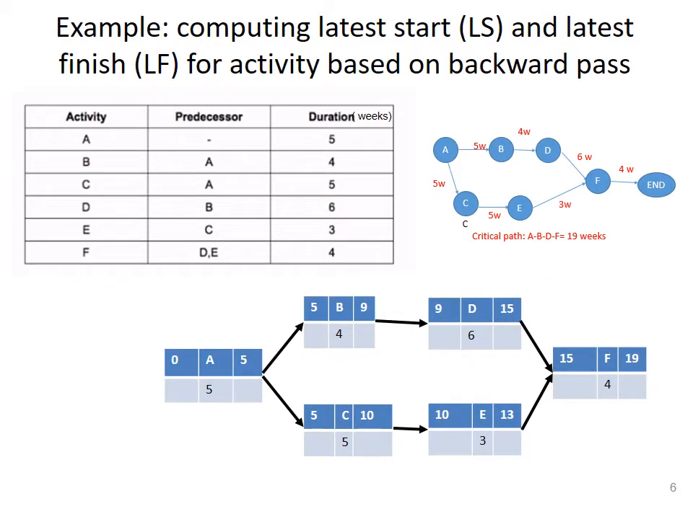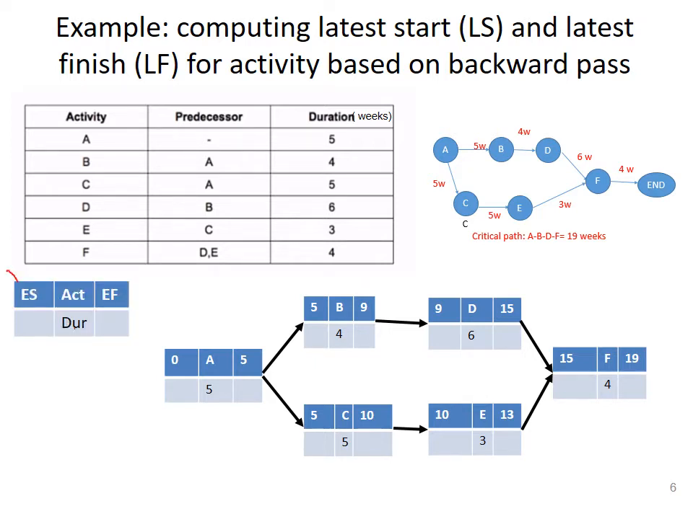Here we have another example to calculate the latest start time and latest finish time for an activity based on backward pass. So yang dikatakan backward pass ialah kita akan buat calculation bermula daripada F kemudian ke belakang lah D, E, B, C dan A. Okay, just now in the previous slide we have a forward pass. Forward pass maknanya calculation kita bermula daripada activity A kemudian ke B, C, D, E dan akhirnya F.